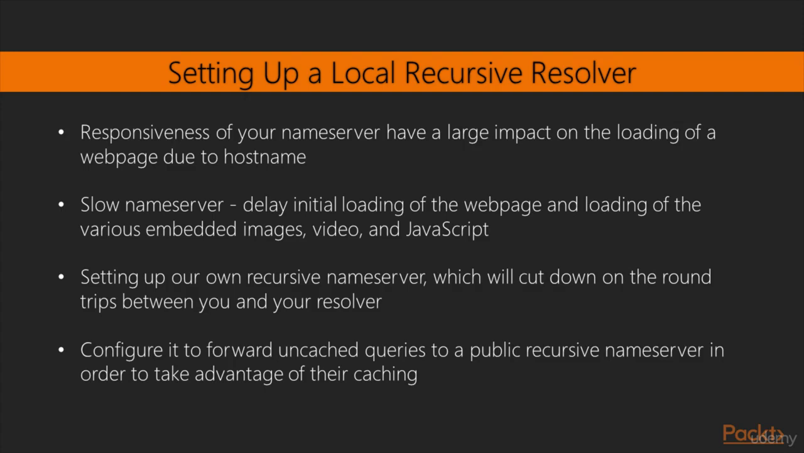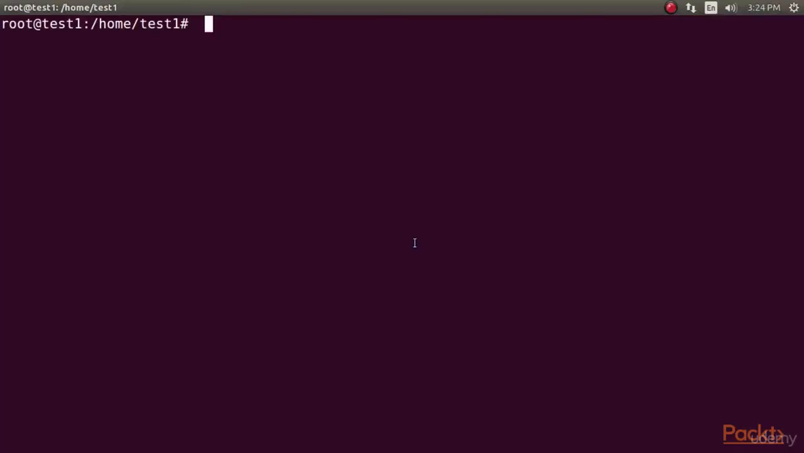We'll be looking at setting up our own recursive name server, which will help cut down on the round trips between you and your resolver. We will additionally configure it to forward uncached queries to a public recursive name server in order to take advantage of their caching. Let's see how to do it.